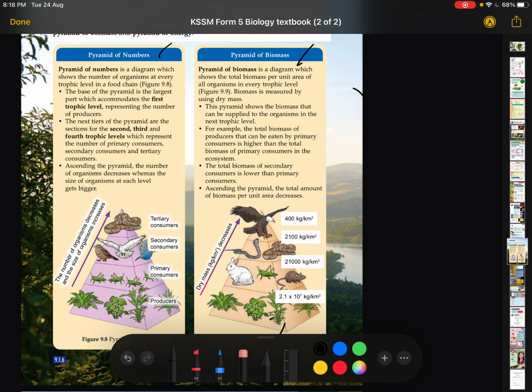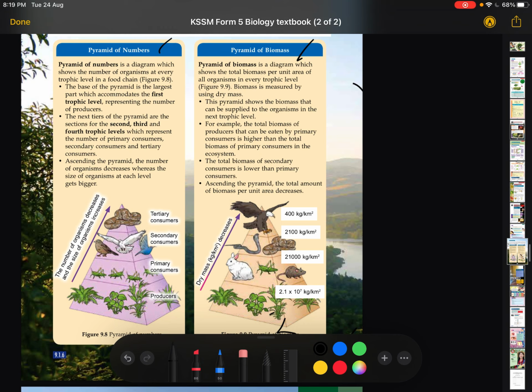The pyramid of numbers is based on population. So again, it's based on population, and the first trophic level, usually the producers, have the most population, but then it slowly becomes lesser and lesser and lesser.